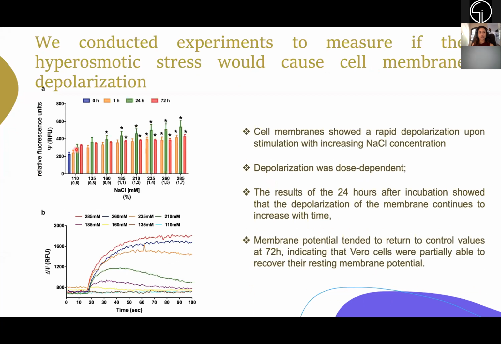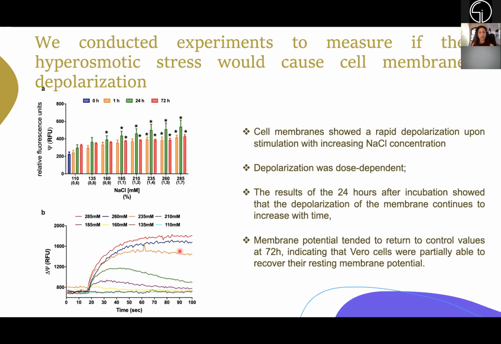As you can see here in the control, you have a little bit of depolarization after 72 hours, but it increases when you increase the salt concentration. And this response is very fast. Each line is the depolarization of the cytoplasmic membrane at a different salt concentration. As you increase the salt concentration, the depolarization also increases. So the cell membranes showed a rapid depolarization with increasing salt concentration. After 15, almost 20 seconds, you are able to observe depolarization of the cytoplasmic membrane.